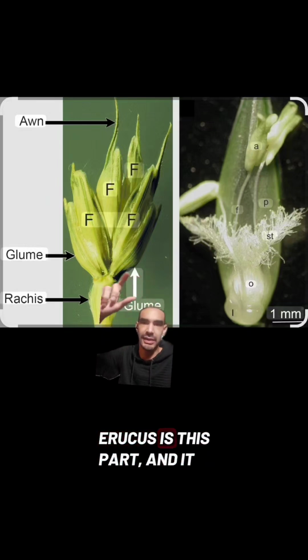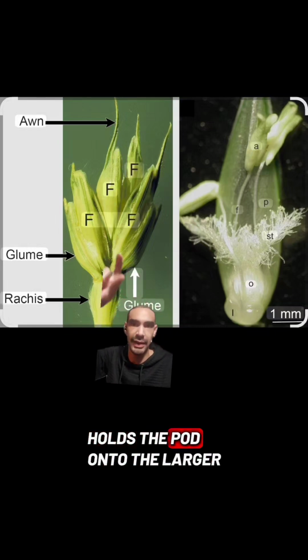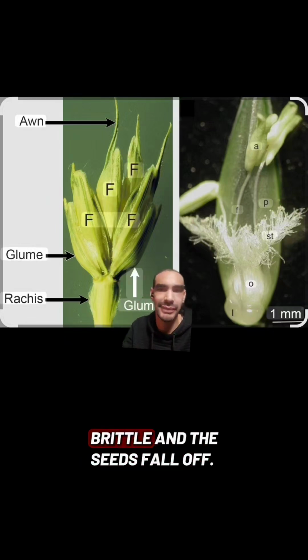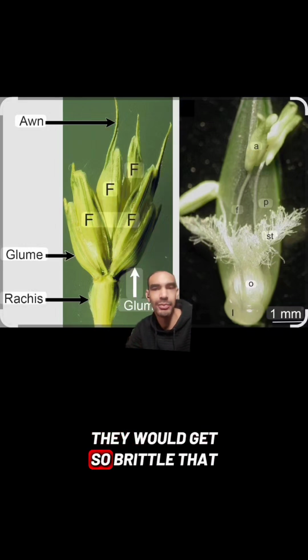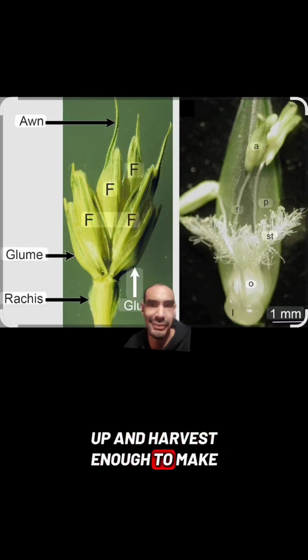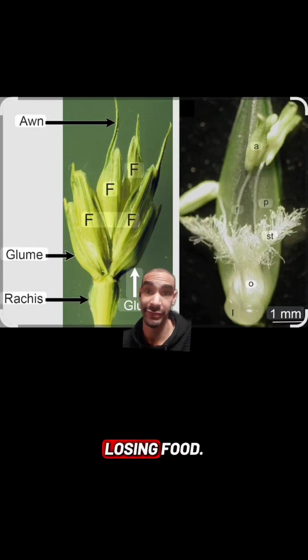Now, a rachis is this part, and it holds the pod onto the larger plant stem. When the plant matures, it grows brittle, and the seeds fall off. They would get so brittle that they would fall off if you tried to pick them up and harvest enough to make some kind of a meal. And back then, I imagine you don't got time to be losing food.